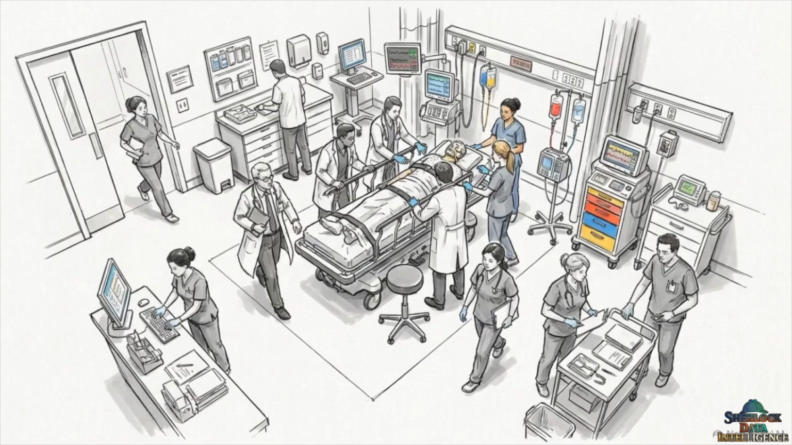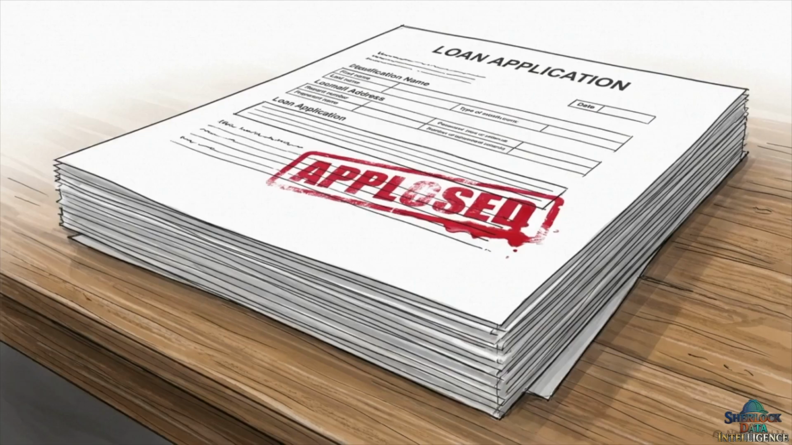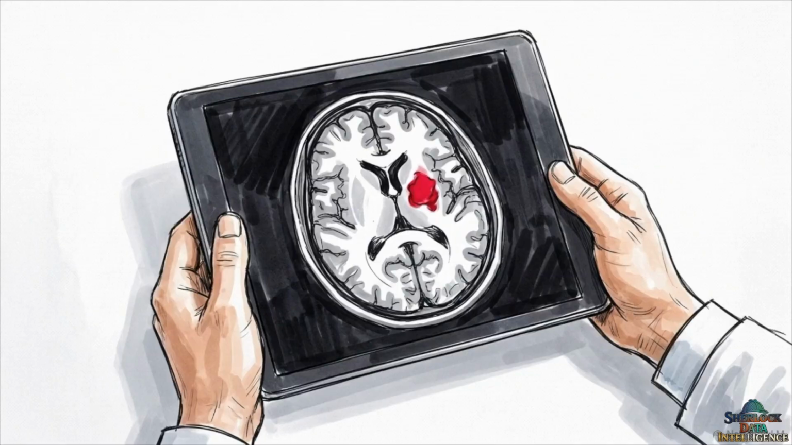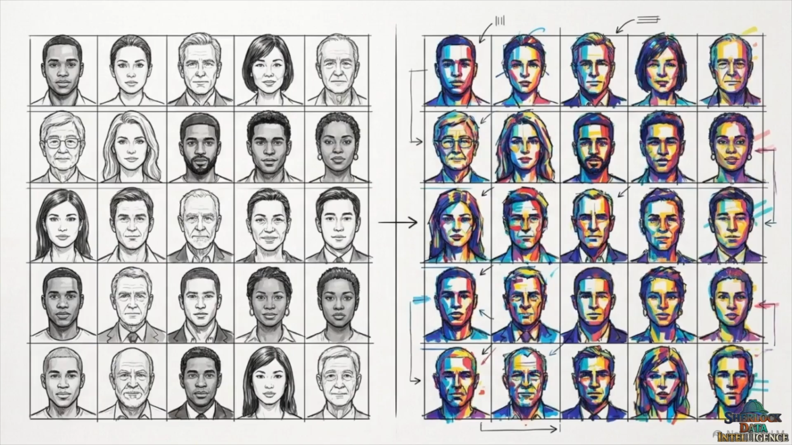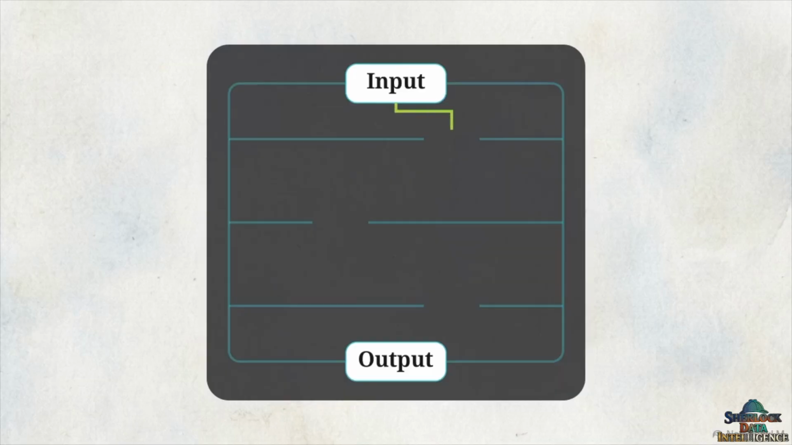This opacity becomes dangerous when we deploy these models in high-stakes environments. If a network denies a loan, makes a medical diagnosis, or predicts criminal recidivism, we need to know why. With a black box, we cannot be sure if the network actually learned the true rules of reality, or if it just exploited a biased shortcut hidden deep inside the training data.